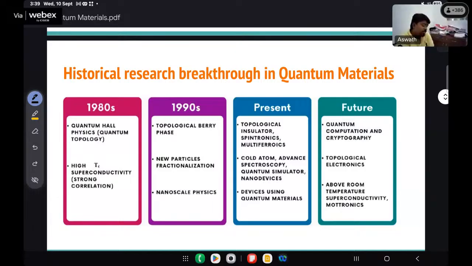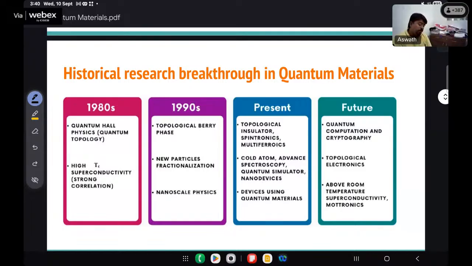1990, the topological Berry phase. We are not getting into the detail. So new particles and fractionalization inside the particle were studied. What is there inside? People studied those things, and then people even started studying nanoscale physics, going to a level of 10 to the power of minus 9 meters. At that level, what is the behavior of the particles? People started studying that in the 1990s with the advancement in technology.